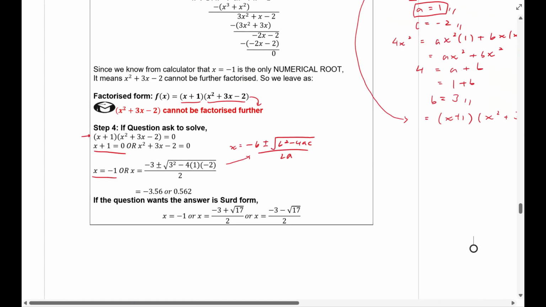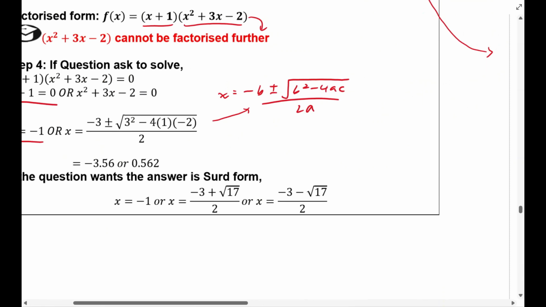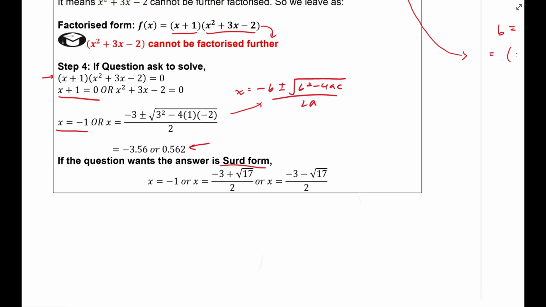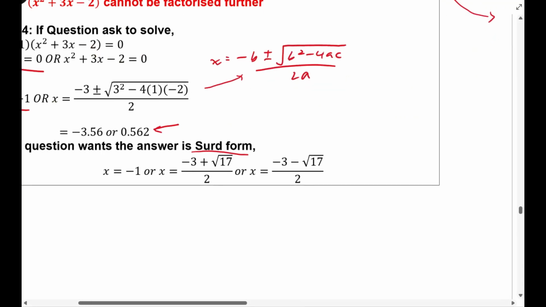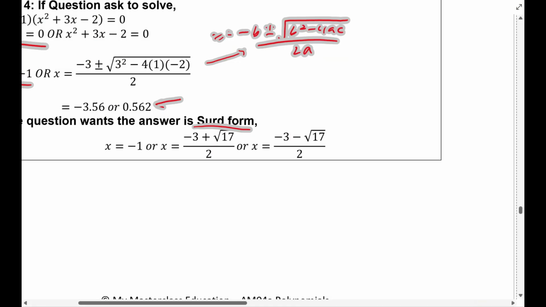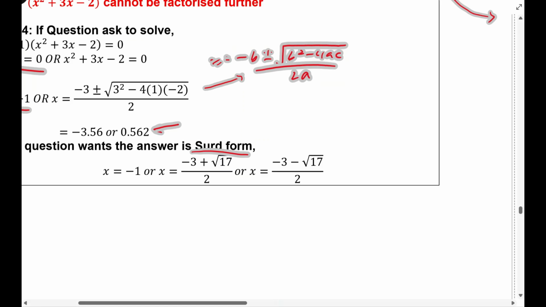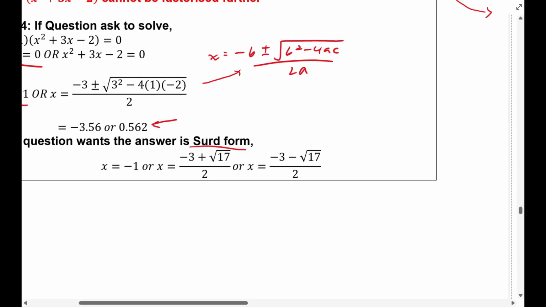0.562. But you also must look out for whether the question wants the answer in surd form, because this is your non-exact answer. That's why it's in a decimal, whereby it's in 3 SF. But if the question wants the answer in surd form, or your question wants the exact value of x, like solving exactly for x, then you need to leave it in surd form. So you simplify your general formula after you plug your values in, then you'll get this one or this one.